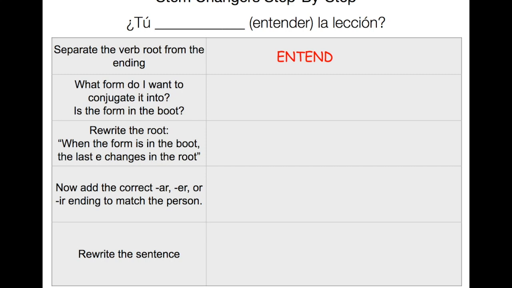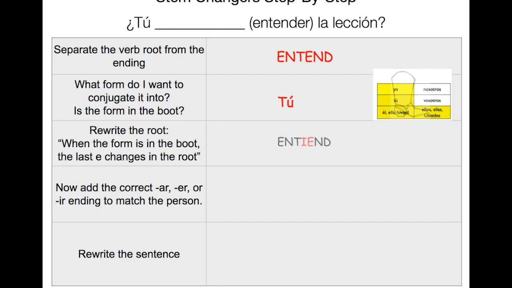Is the form in the boot? So you're going to look at the sentence above. What is the form you want to conjugate it in? It's tú. Is the form in the boot? Here's the boot. Yes, it is. Therefore, we should have the stem change occur. Rewrite the root. When the form is in the boot, the last e changes in the root. This is where the change is. In the root we have e, the last e toward the end, and it changes to ie.